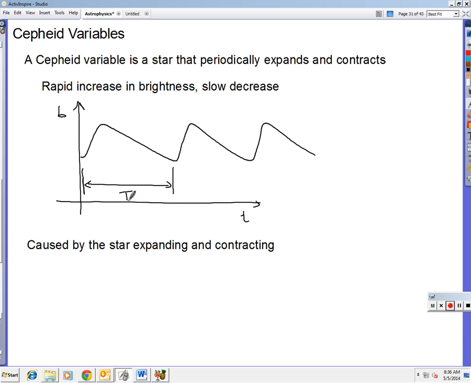The cause of this is that Cepheid variables expand and contract. When they expand, they get brighter because the surface area increases, and when they contract, they get dimmer because the surface area decreases.